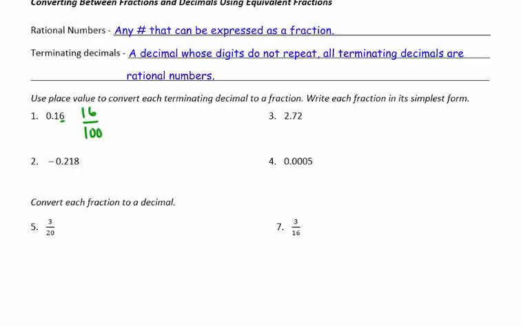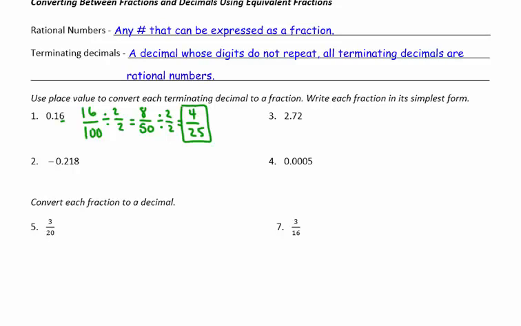Now to simplify it, we need to find a common number that goes into both of those. 2, because they're both even, so that would be 8 over 50. And they're still even, so I can reduce those. And I get 4 over 25, which is the simplified fraction of 16 hundredths.